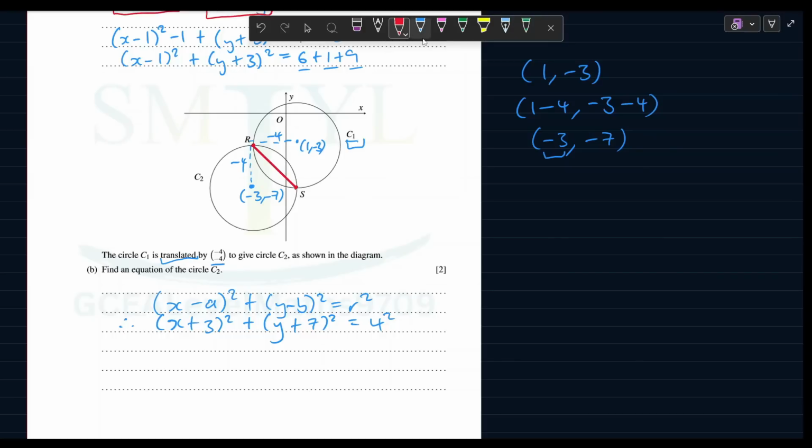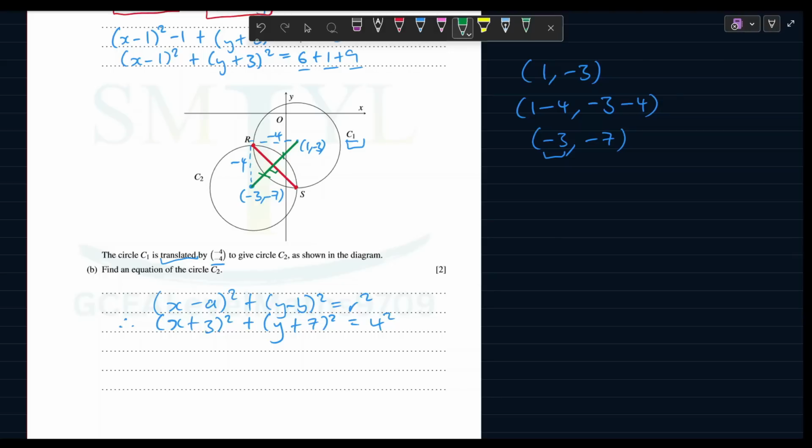I want you to notice how this line RS is a perpendicular bisector of the line through our centers. Let me get that straight. It's bisecting this line through our centers, and it is also perpendicular to that line. So it's a perpendicular bisector. So this distance here is equal to that distance here. So essentially all we have to do is to find the equation of our perpendicular bisector.